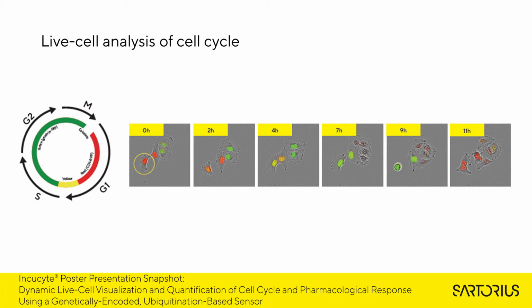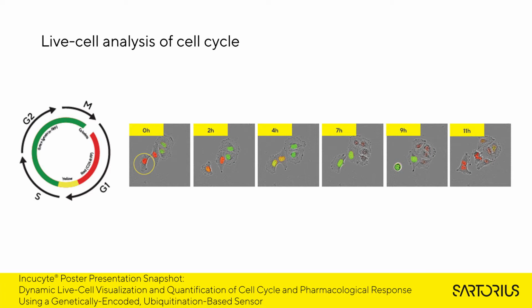In G1, the cells express the red protein. During S, G2, and M, the green protein is expressed. And in the overlap of G1 and S, the cells will appear as yellow. During the stage where the cell is cycling from M into G1, there is a short period of colorlessness.